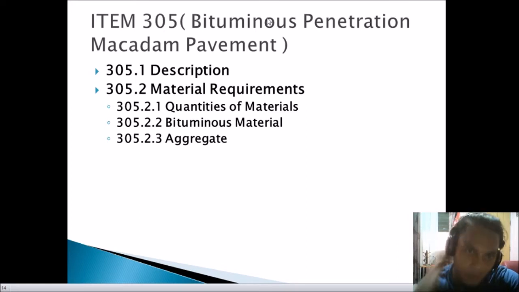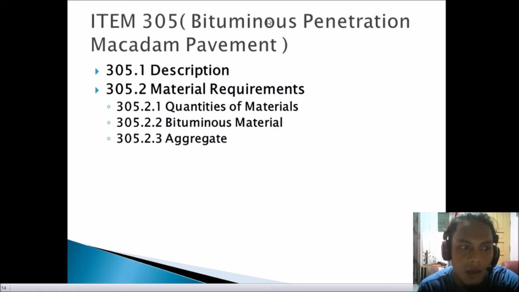So, I will just recap about the bituminous penetration pavement. The next is 305.2, which is material requirements. 305.2.1 is quantities of materials. The approximate amount of materials per square meter and sequence of operations shall be provided in Table 305, whichever is called for in the bill of quantities.